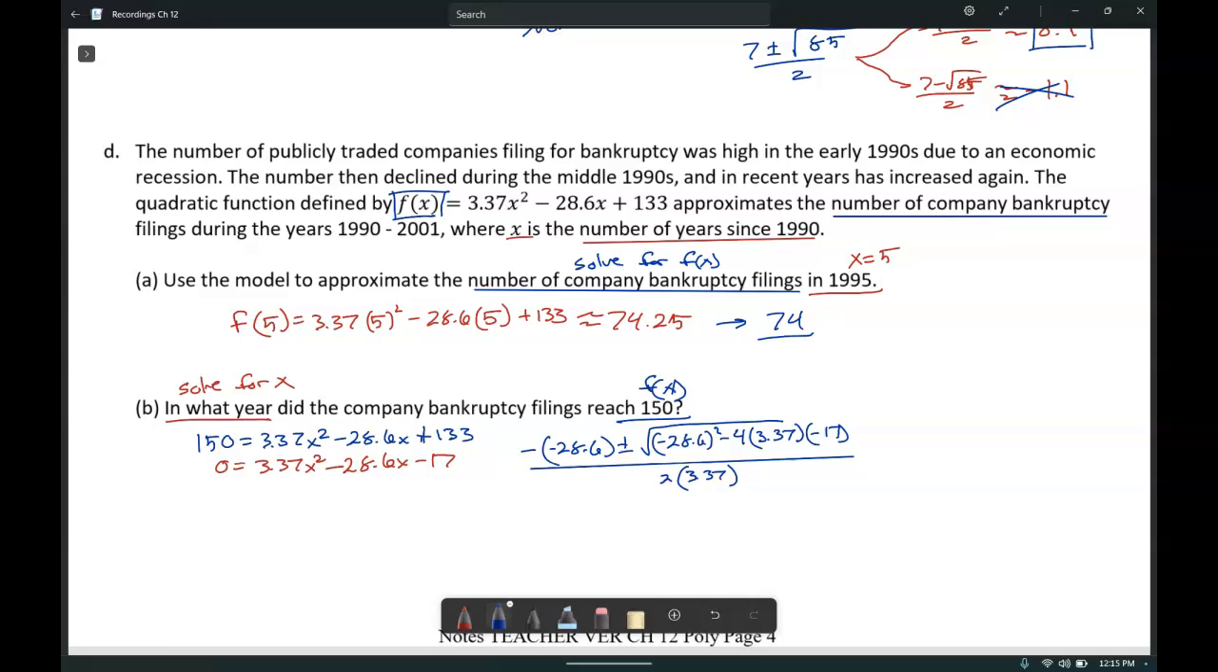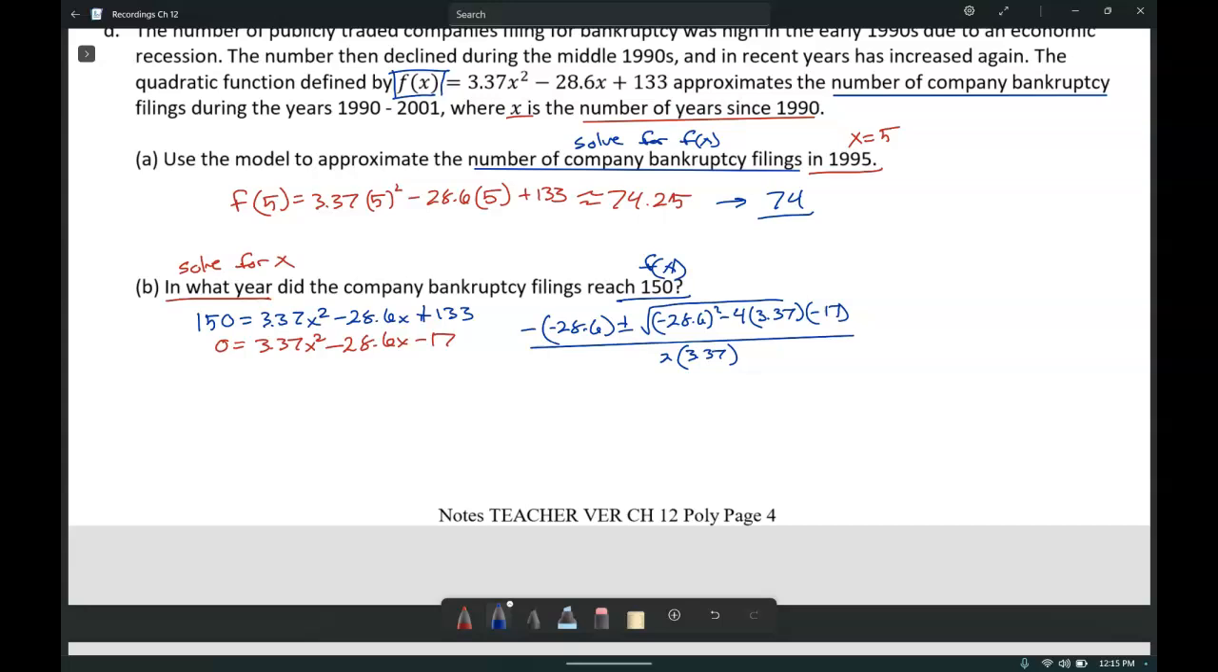Be very careful when evaluating the quadratic formula. The discriminant could also be very tricky. But when we do successfully simplify, we get 28.6 plus and minus the square root of 1047.12 over 6.74, which then again, we're going to go ahead and do the plus and the minus. We end up getting 9.04 or some negative answer, which we know we can ignore. So 9.04 years after 1990 means it was in the year 1999.